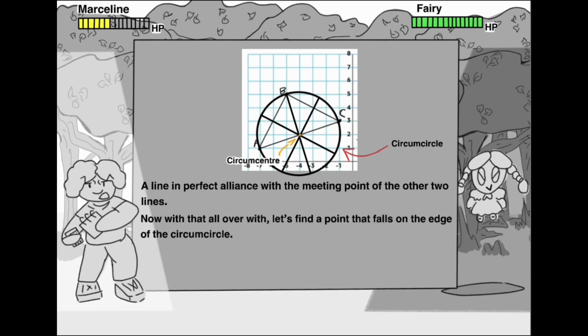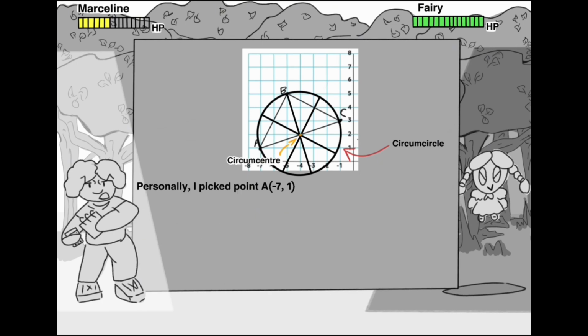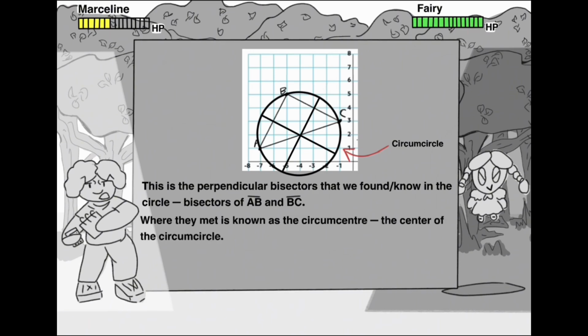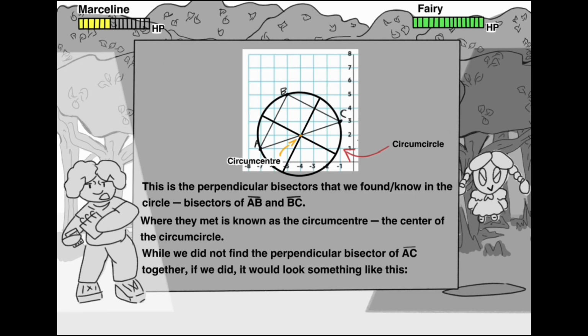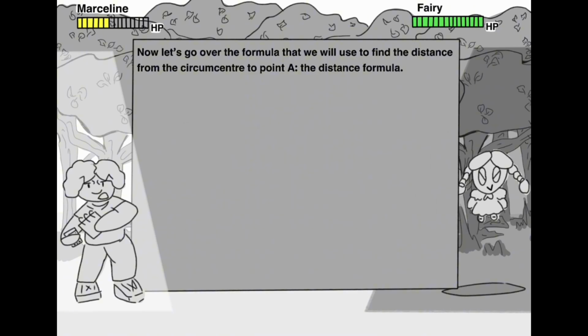Now without further ado, let's find a point that falls on the edge of the circumcircle. Since all vertices fall on the edge, we can just pick one. Personally, I picked point A. The perpendicular bisectors we found, A and B, meet at the circumcenter, the center of the circumcircle. While we didn't find all the perpendicular bisectors of BC together, if we did, it would look something like this.